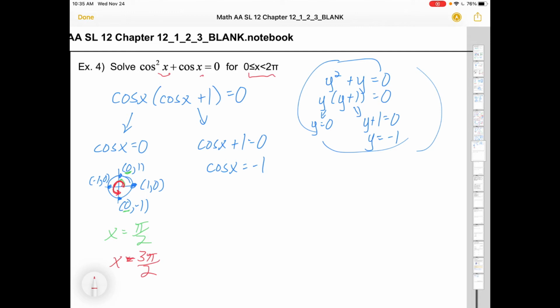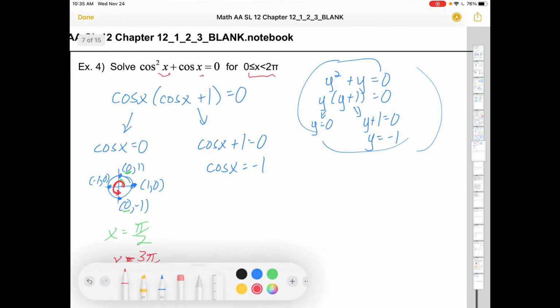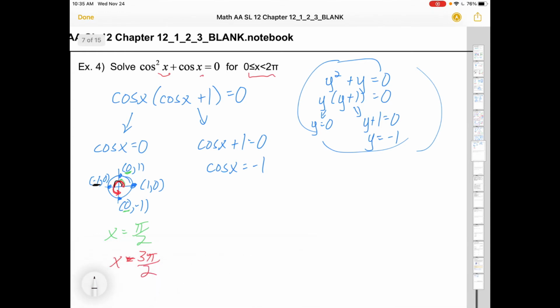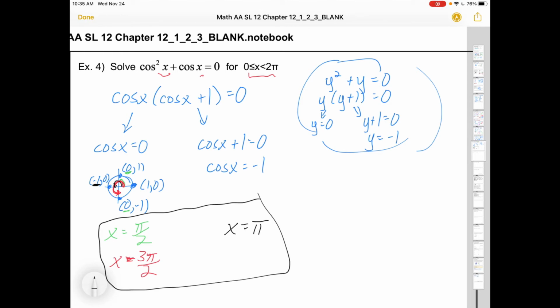If I'm wondering where cosine is -1, that is going to happen right here, okay, which would be at 180 degrees or pi. And those are our 3 solutions in this domain.